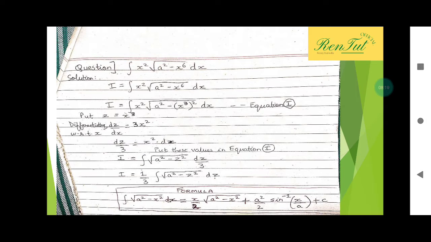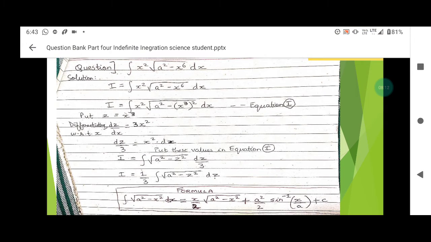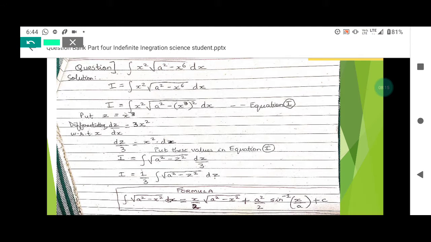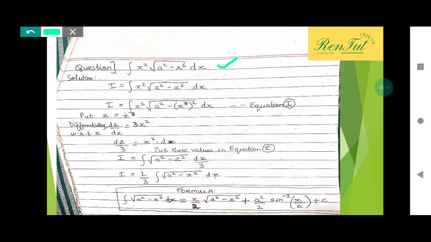Now we will be moving forward with our question. Okay, our question is like this. Integration of x square under root a square minus x raised to 6 dx. That is our question.